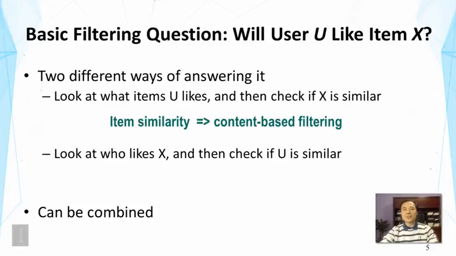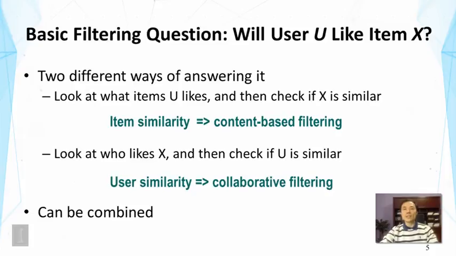If we follow the first strategy, to look at item similarity in the case of recommending text objects, then we are talking about content-based filtering or content-based recommendation. If we look at the second strategy, then it's to compare users. In this case, we are exploiting user similarity, and the technique is often called collaborative filtering.